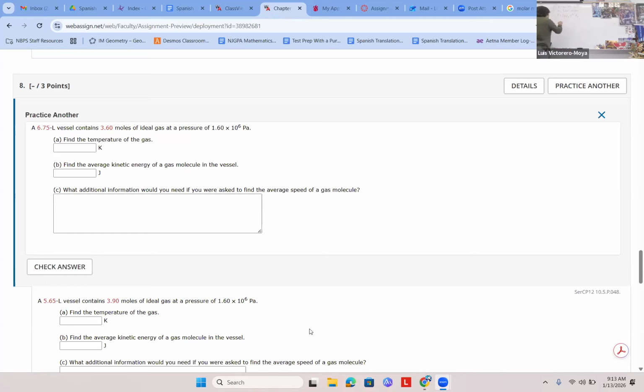So the temperature has to be in Kelvin. So we're going to use PV equals nRT. That's what we are going to use.